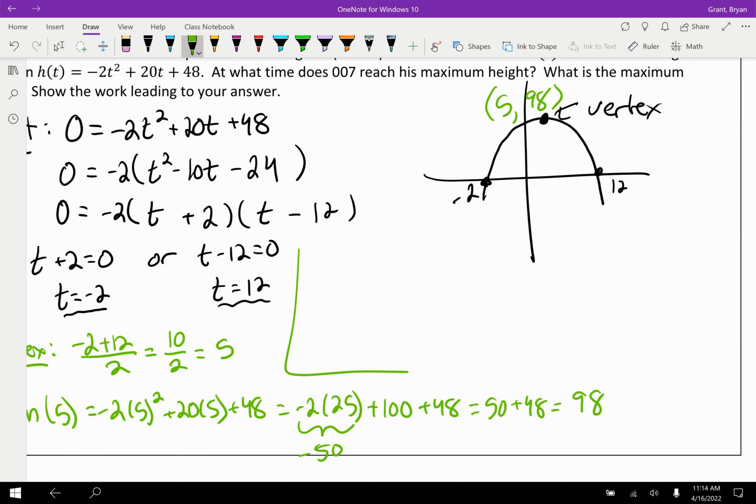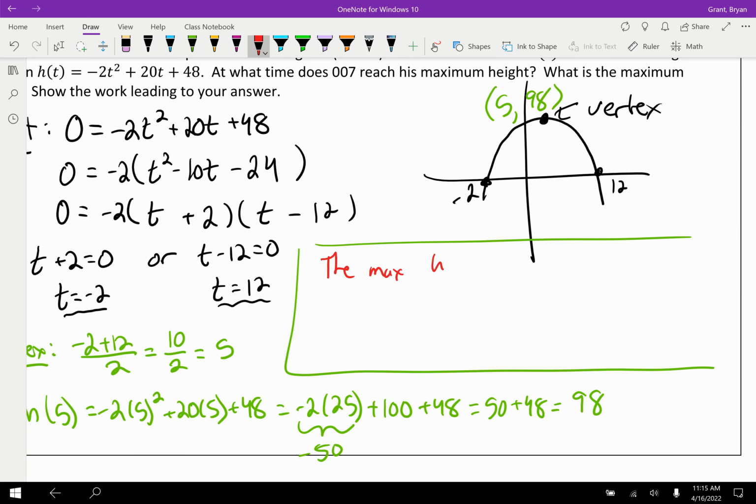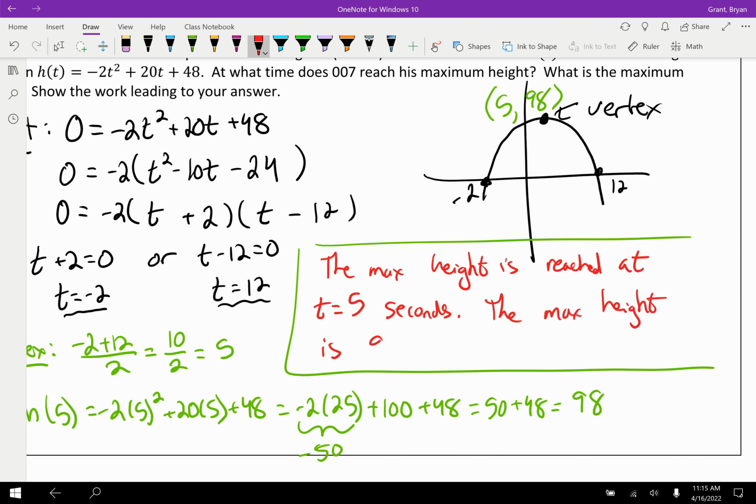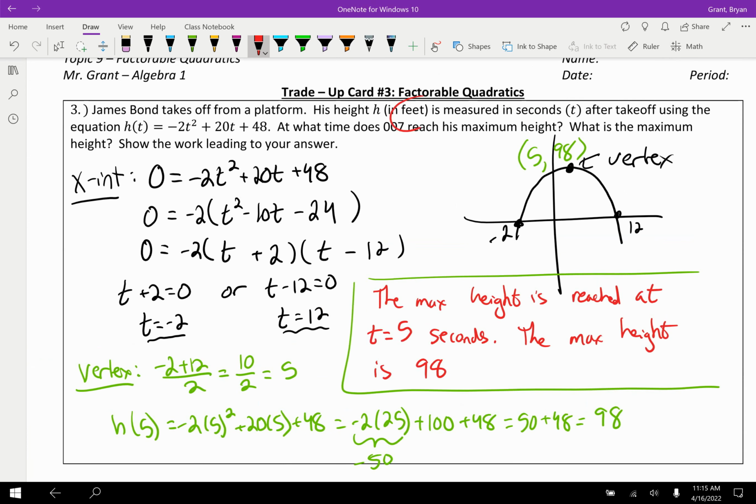So let's answer our question right now then. There are two questions here. At what time does 007 reach his maximum height? So the max height is reached at t equals, what was our input? Oh, t equals 5, right? t equals 5 seconds. Okay. What is his maximum height? Oh, well, the max height is 98 what? What were my units here? Right, I made fun of it. 98 feet. There we go.